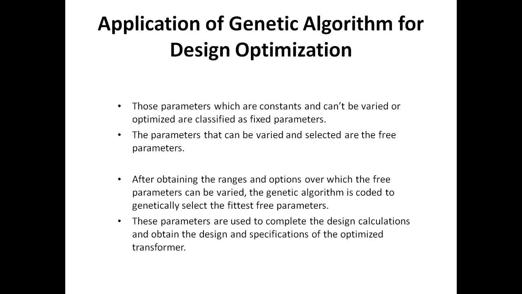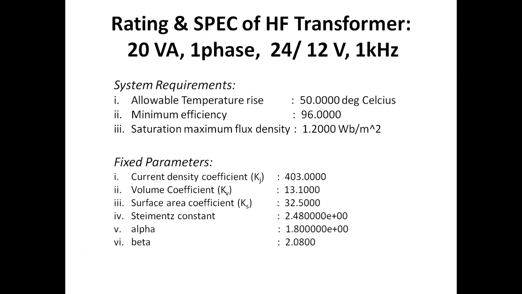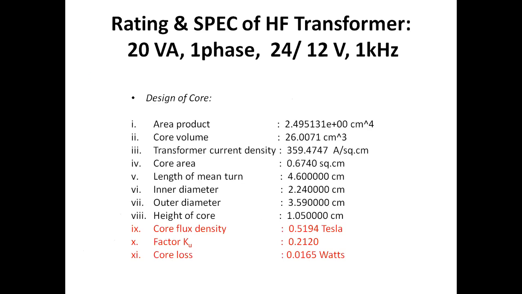These parameters are used to complete the design calculations and obtain the design and specifications of the intent to optimize the pre-parameters, including the window utilization factor and the flux density. Practically, for our 20 VA single phase 24 by 12 volt 1 kilohertz transformer, we gave the allowable temperature rise to be 50 degrees, minimum efficiency to be 90, and the saturation maximum flux density to be 1.2 weber per meter square. Using these inputs, the optimized values of design given by the GA are as follows.